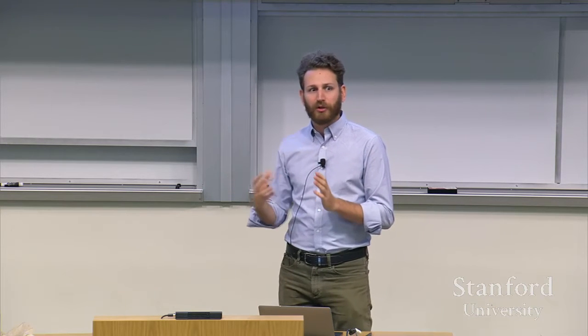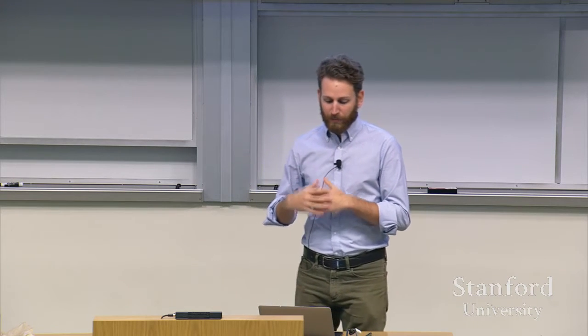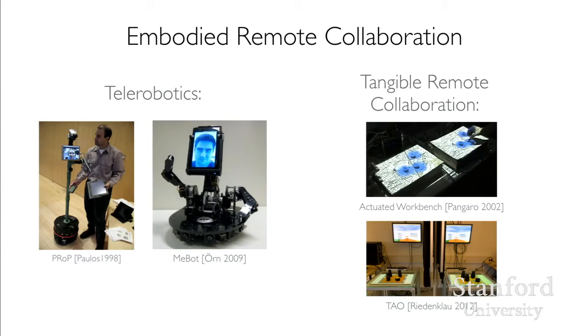So then there's been a lot of other systems that have looked at how you can have embodied remote collaboration through, for example, robotic telepresence, but then also some work on tangible remote collaboration. But here, really the physical telepresence through telerobotics has focused on mobility. So how can you have this physical embodiment that can move around a space? And the tangible remote collaboration has sort of focused on the shared workspace.